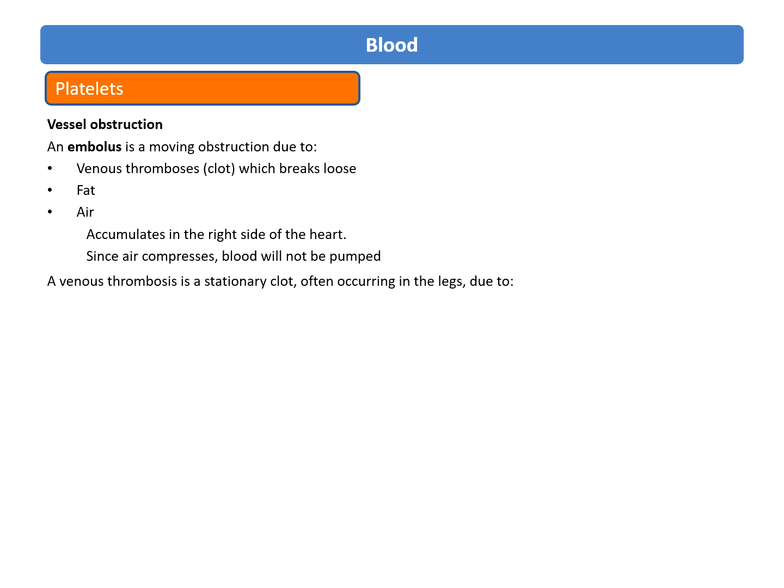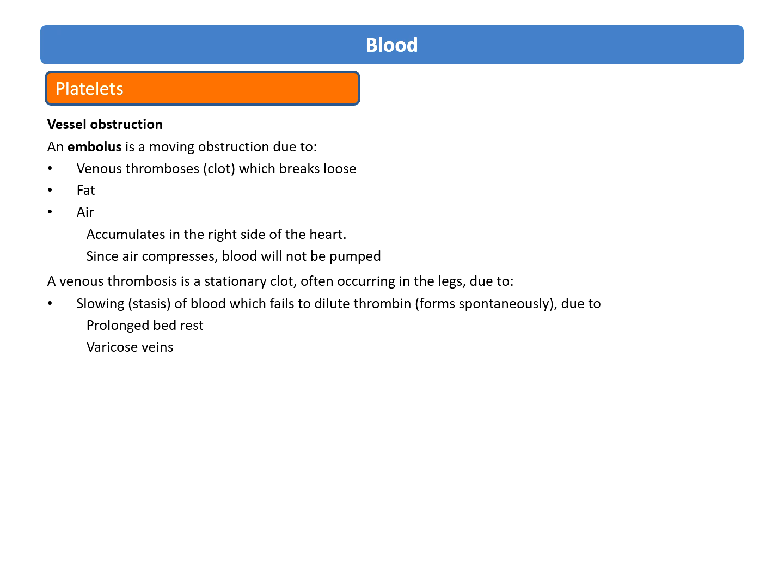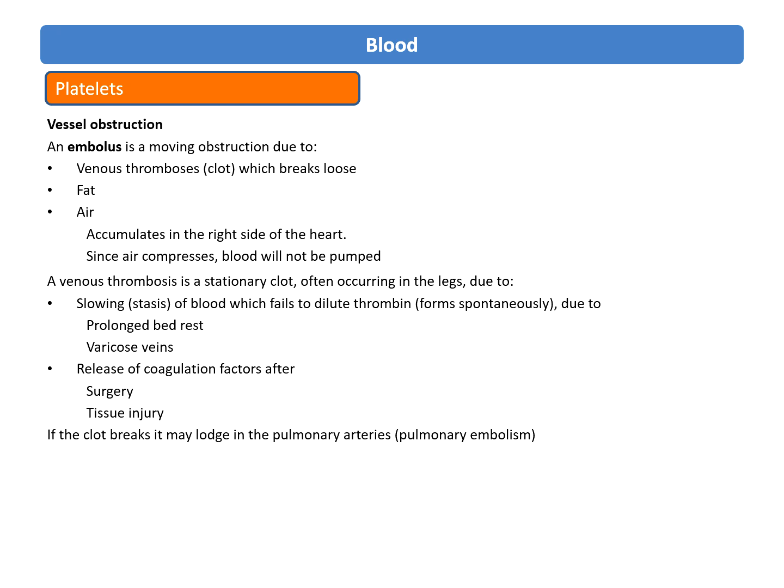A venous thrombosis is a stationary clot, often occurring in the legs. This is due to slowing or stasis of blood, which fails to dilute the thrombin, so it tends to form spontaneously. It's due to prolonged bed rest, varicose veins. It may result in the release of coagulation factors after surgery or tissue injury.